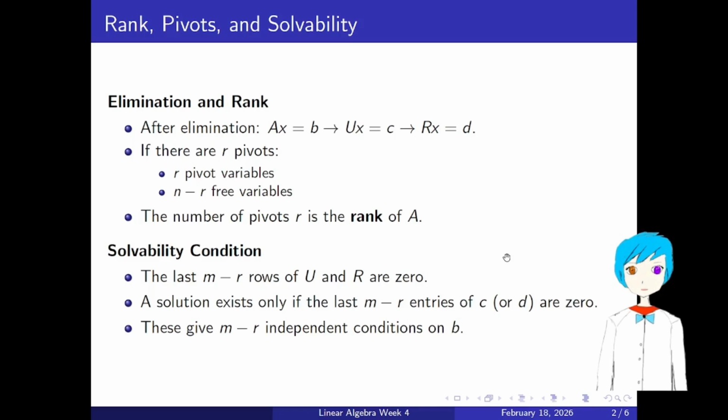So suppose there are r pivot variables and n minus r free variables, then the number of pivots r is the rank of a matrix. The last n minus r rows of U and R are 0, and the solution exists only if the last n minus r entries of c or d are 0, and this gives n minus r independent conditions on the right-hand side b. That's the solvability condition for the equation to be solvable.